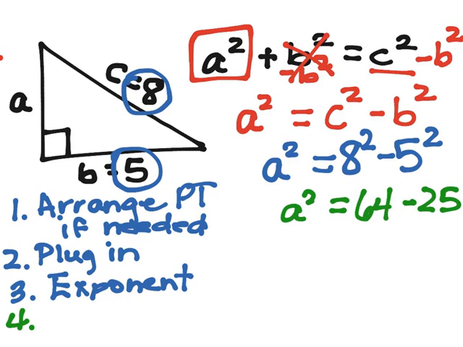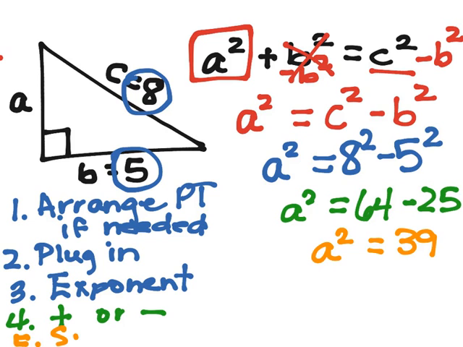Your fourth step is to either add or subtract, depending on which type of Pythagorean theorem you have. If you're using just the regular a squared plus b squared equals c squared, you would do the addition. In this case, we're doing subtraction. So 64 minus 25 is 39. And then your last step would be to take the square root.